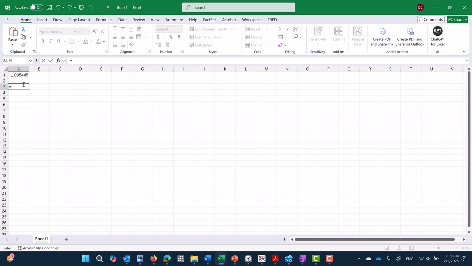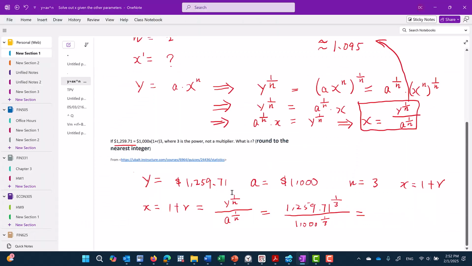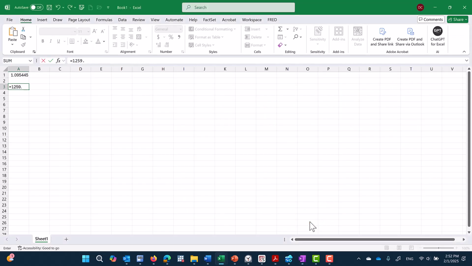So that will be 1,259.71, and raised to the power of, again, I need to add a parenthesis, power of 1/3, and divided by 1,000, and raised to the power of 1/3. Okay, so that's exactly what we have there. So now you can see this will be 1.